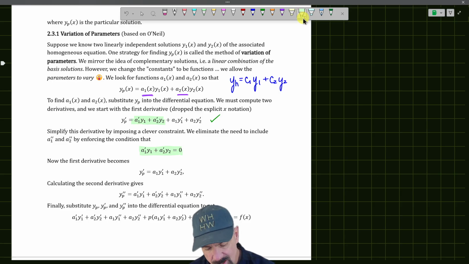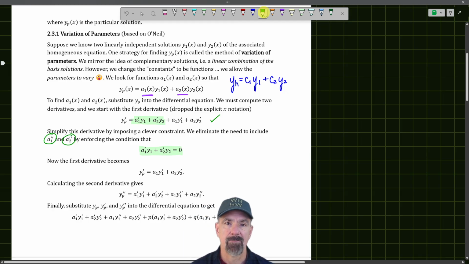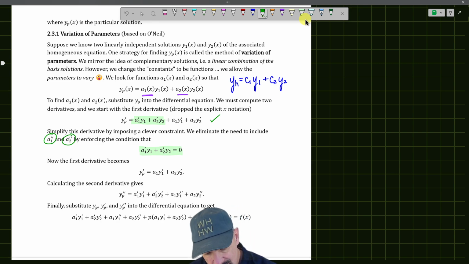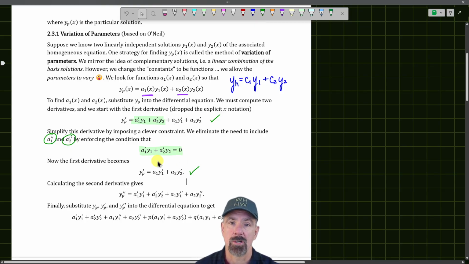And the reason we're doing that is actually pretty straightforward. We want to avoid having second derivatives for our unknowns. And so we're just going to extract those by applying this condition. And what's left then is shown right here. We have a simplified version of the first derivative once we've applied this condition.